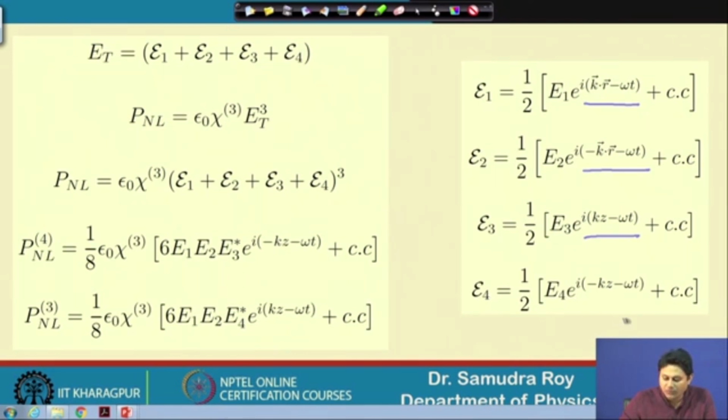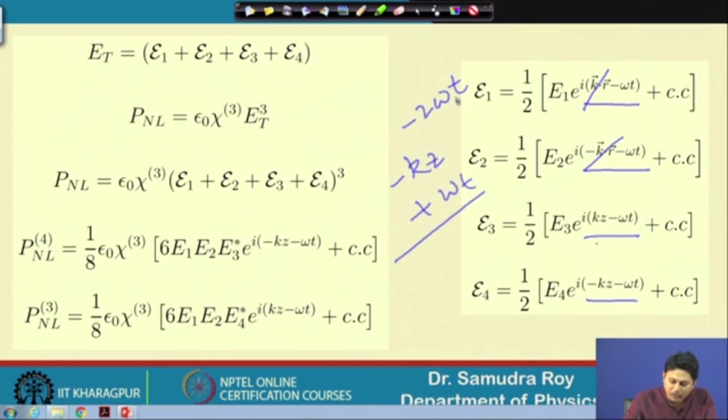If I know the form of E4 is e to the power of i times minus kz minus omega t, that means if I multiply E1 and E2, this minus kr, this kr will cancel out, and we will have a phase with a term 2 omega t. And if I take the complex conjugate of E3, then I will have minus kz and then plus omega t. If I add all these terms, then I will eventually have minus kz minus omega t, which is exactly this term.